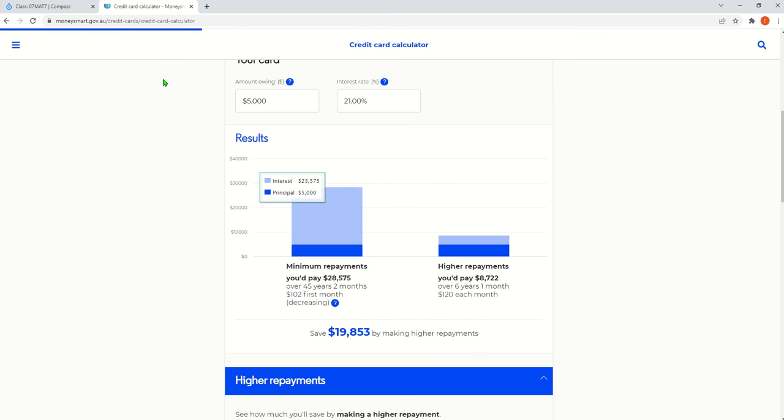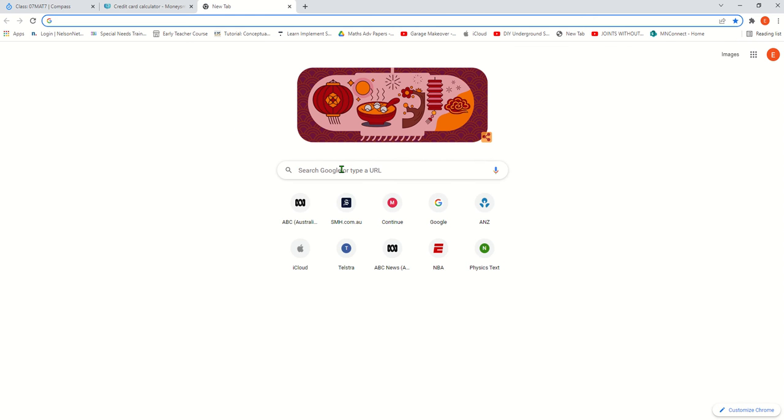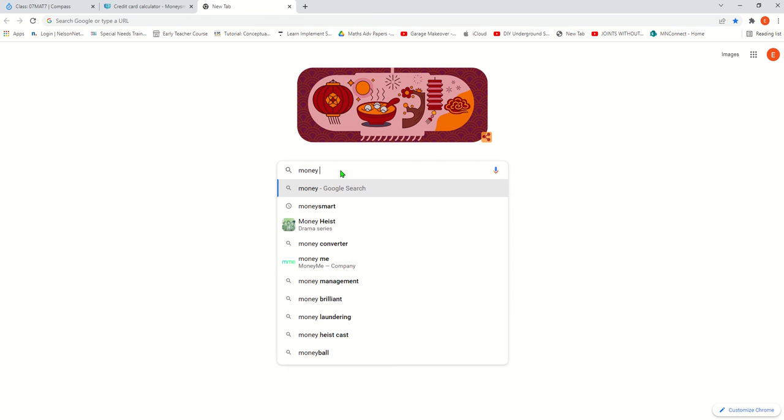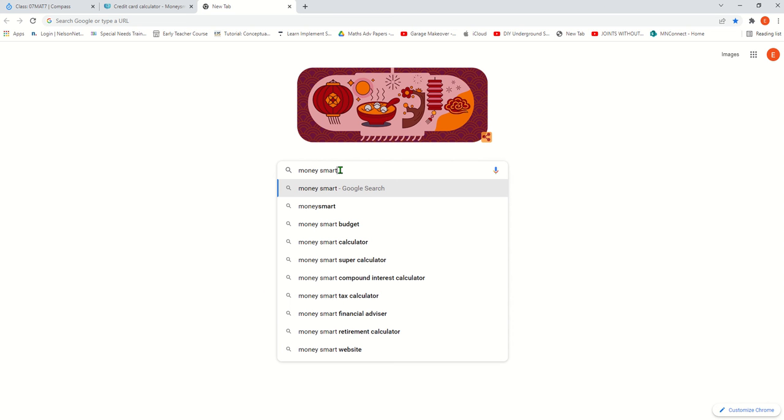So what we want to do is go to the internet, obviously, get yourself into your Google and just type in Money Smart. And it comes up there, we've got a heap of Money Smart calculators, Money Smart budget. In there, I might go mortgage, Money Smart mortgage. So are we on lesson 8? Yes, on lesson 8. So there it is, the Money Smart mortgage calculator.